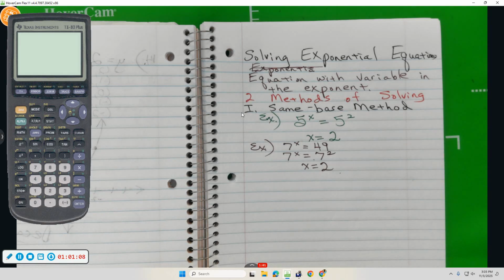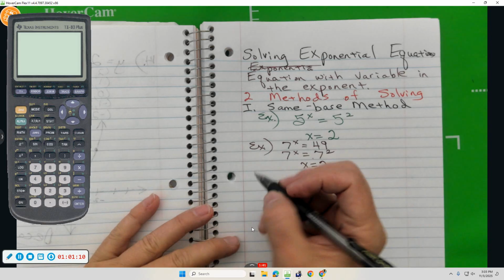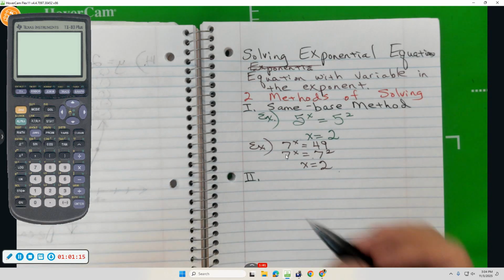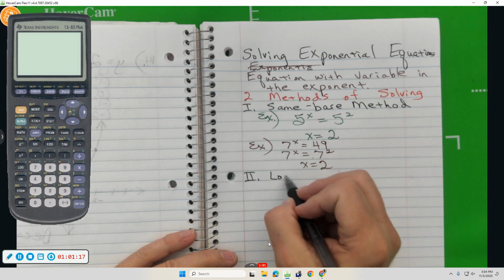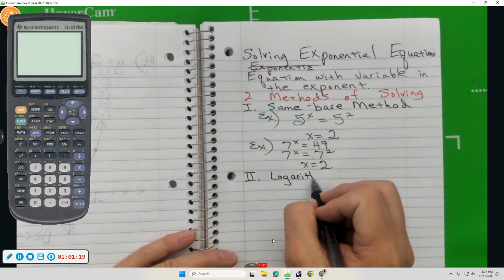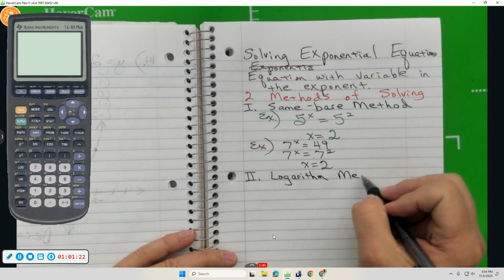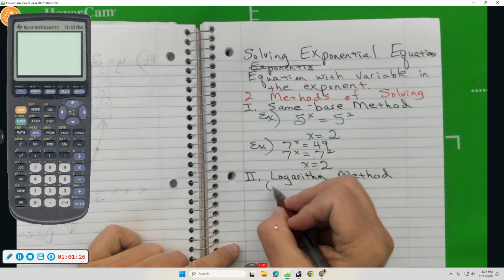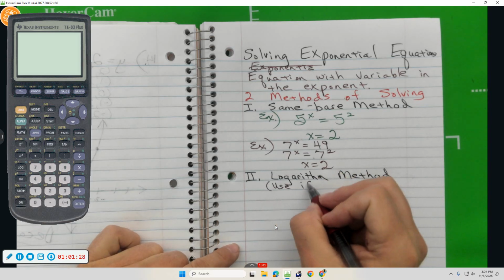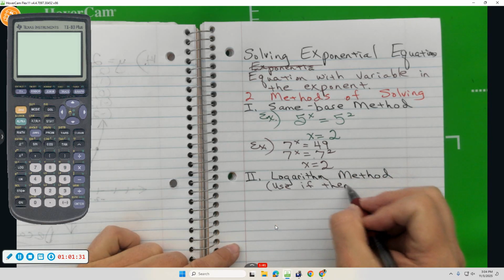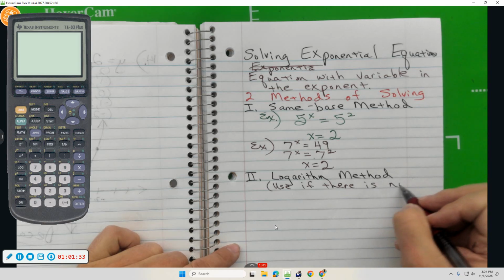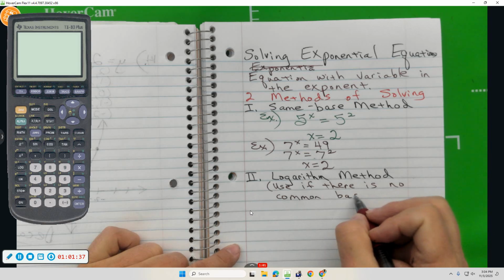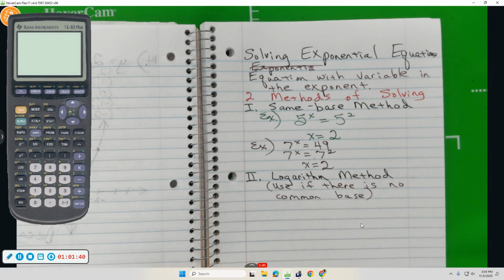I want to mention the other possibility. This is Roman numeral number 2. This is the logarithm method that you're not going to see until next week. You'll use that if there is no common base. For example, 7 to the x is 25.